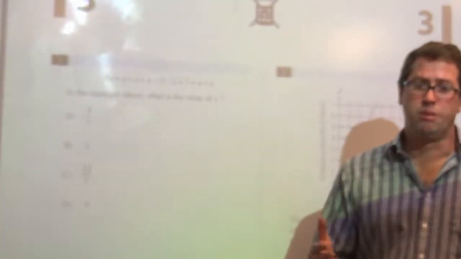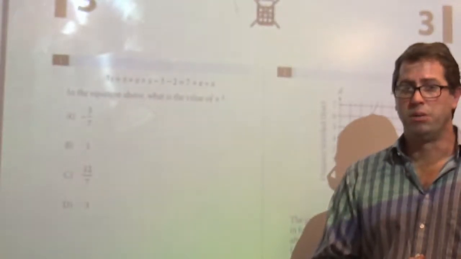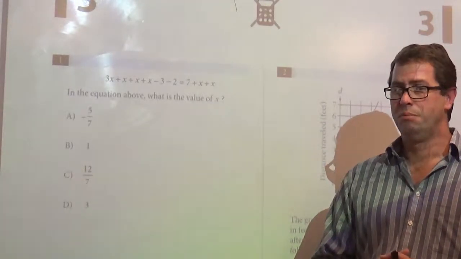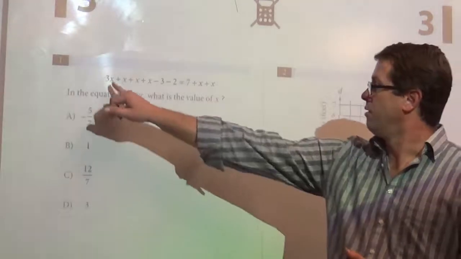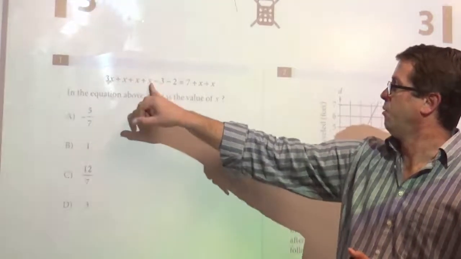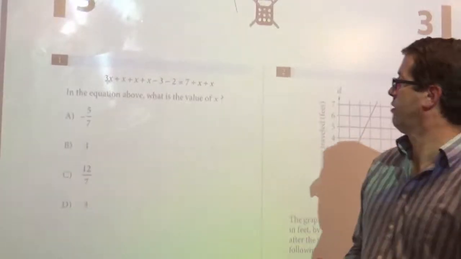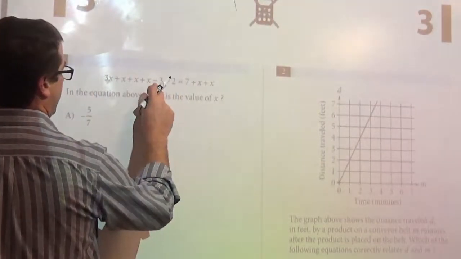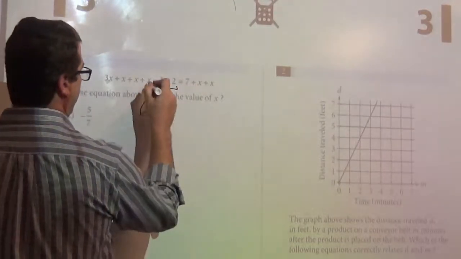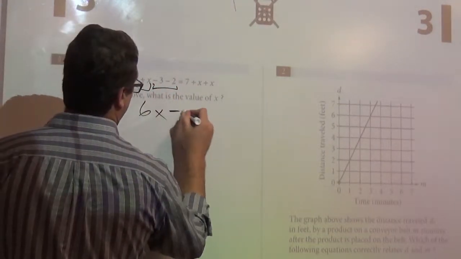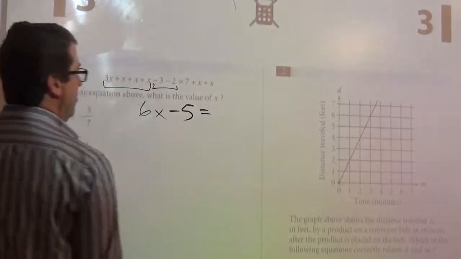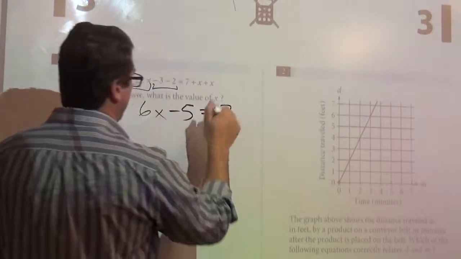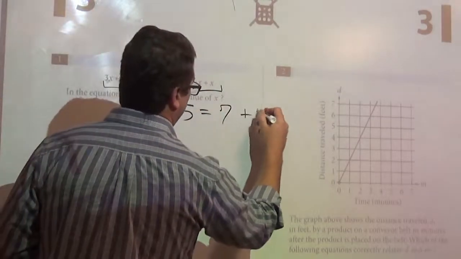They want to know if you can combine the right stuff. We can combine x's with x's, we can combine numbers with numbers. We can't combine x's and numbers. So I've got 3x, and then 1, 2, 3, so I have 6x. Minus 3 and minus 2 can be combined. So that's negative 5. 7 doesn't combine with these. And I've got 2 x's.